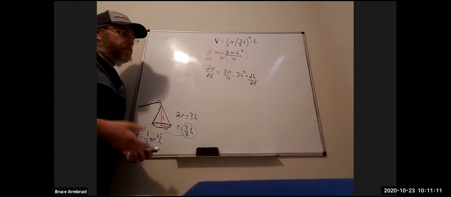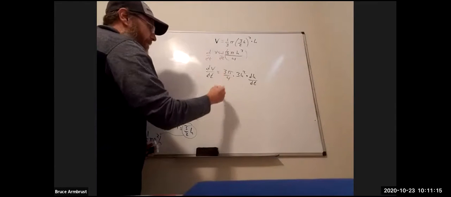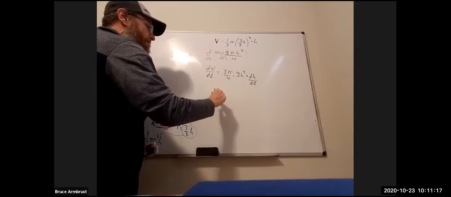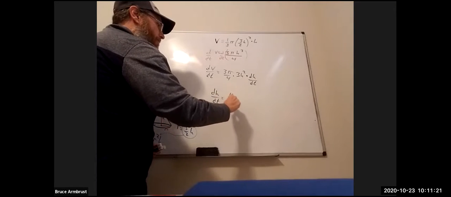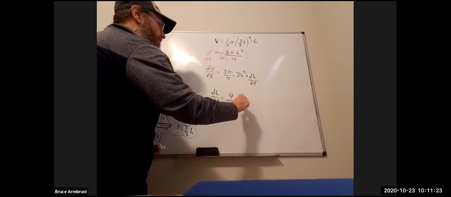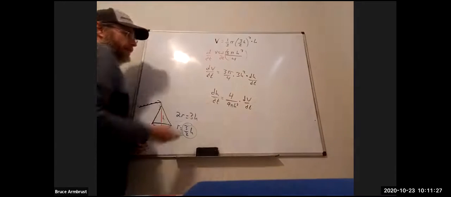So for this specific problem, it asks us to figure out dh/dt. So I'm going to solve this thing for dh/dt. It's going to be 4 over 9 pi h squared times dV/dt. Just divide all that stuff over.